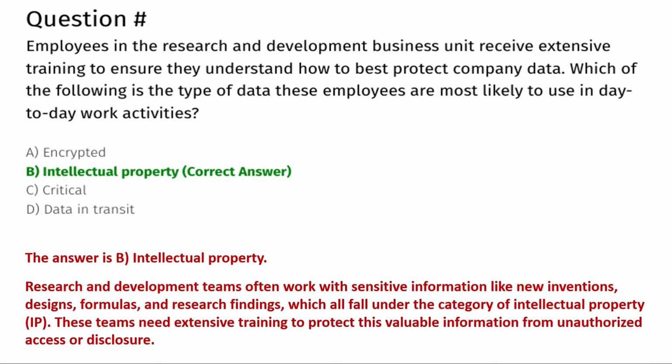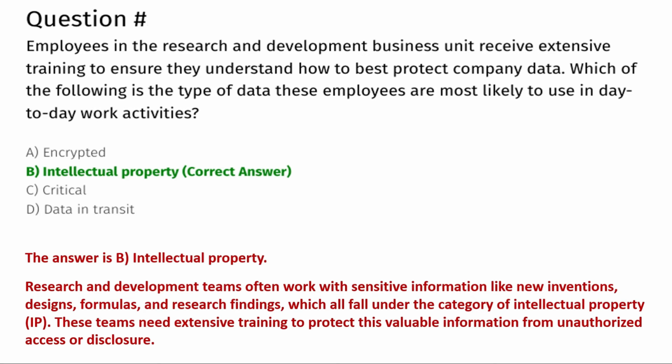The next question is, employees in the research and development business unit receive extensive training to ensure they understand how to best protect company data. Which of the following is the type of data these employees are most likely to use in day-to-day work activities? Option A, encrypted. Option B, intellectual property. Option C, critical. Option D, data in transit. And the correct answer for this question is option B, intellectual property. So let's check the explanation.